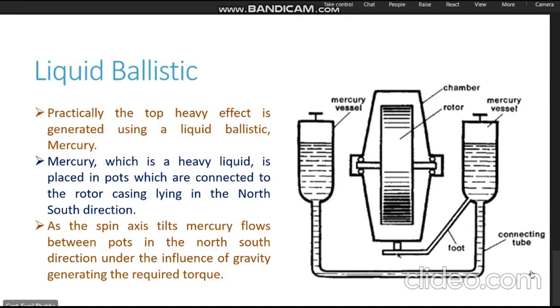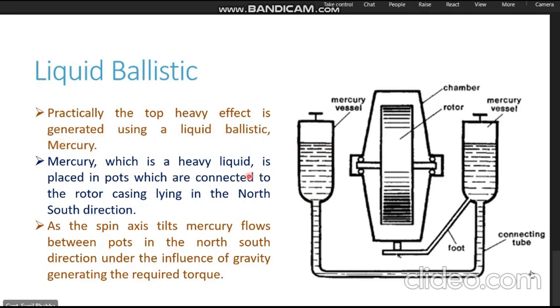Instead of using a solid weight on the casing, what we actually use in making a compass on board is a liquid weight, and it is called the liquid ballistic or mercury ballistic. We know mercury is a liquid and it's a very heavy liquid. So in these gyro compasses, to generate the top heavy or bottom heavy effect, we use the mercury ballistics. Ballistic means something like the ship's ballast, a liquid which we put in for some weight for our benefit. In this case, we want some weight to be fitted on the casing, and that weight is generated because of mercury. That is why it is called the mercury ballistic.